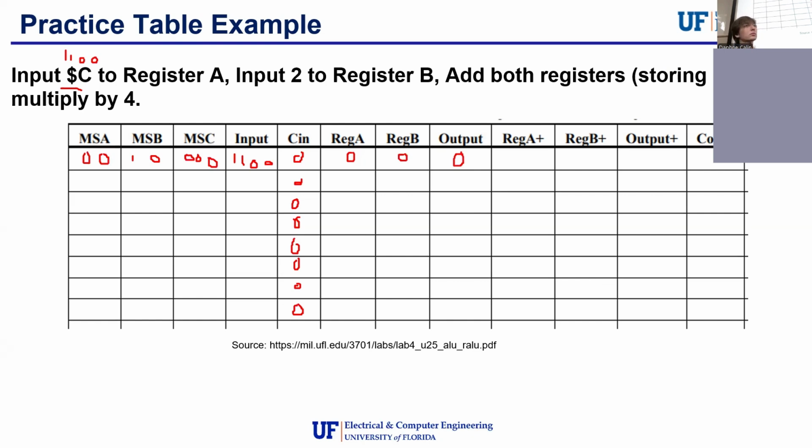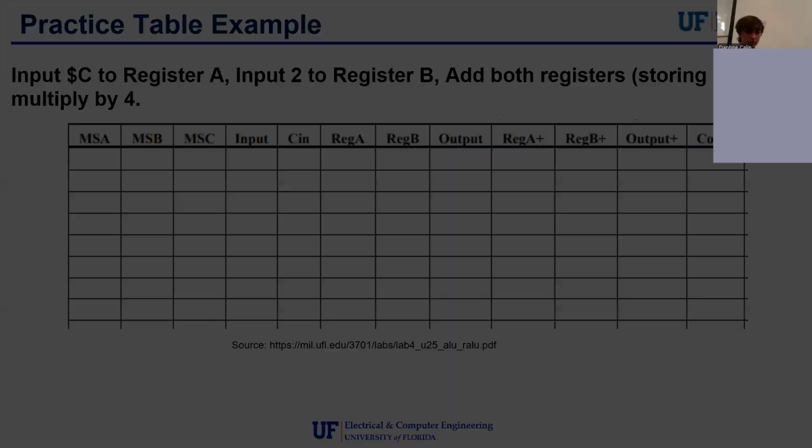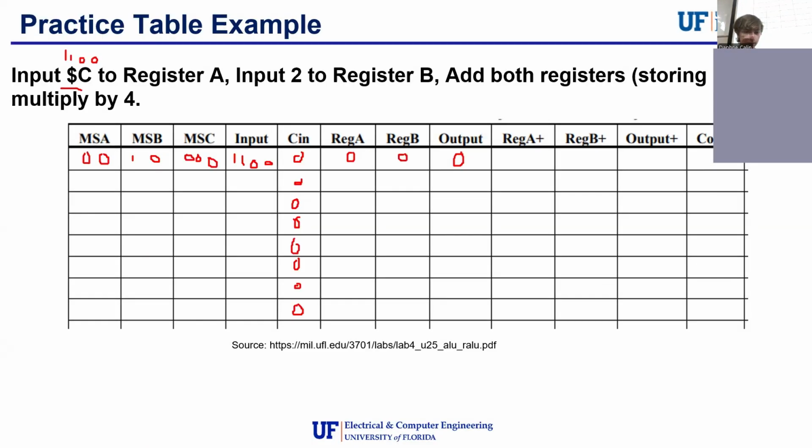I think it would be better to put register A and register B here as don't cares, because it's not known what these values are. Okay. So we can just put don't care. Don't care. Don't care.